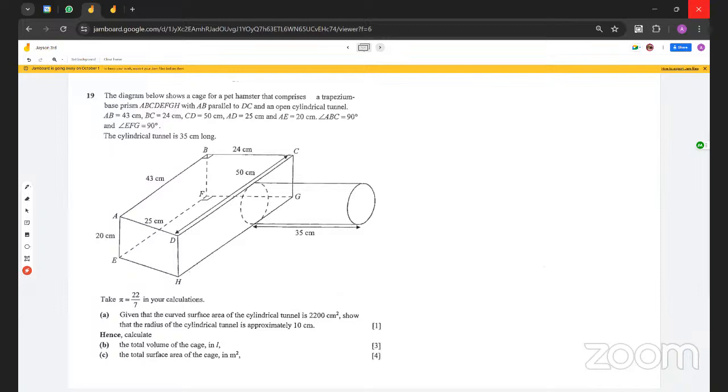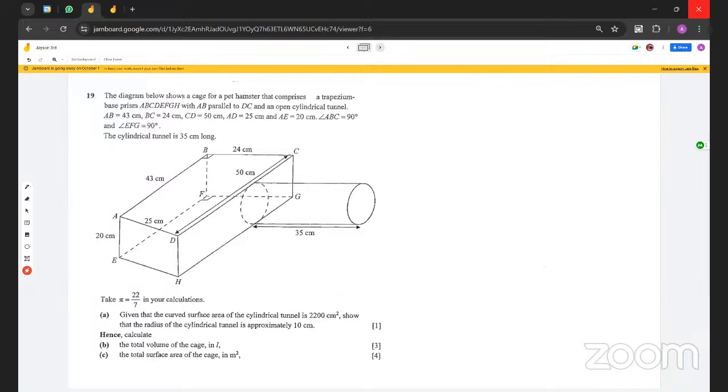The diagram below shows a cage for a pet hamster that comprises a trapezium-based prism. Oh, they actually tell you, but I'm training you to see it before they tell you. Don't rely on what they're telling you. It is supposed to be obvious with some training.